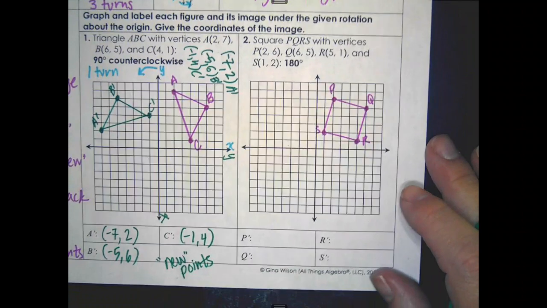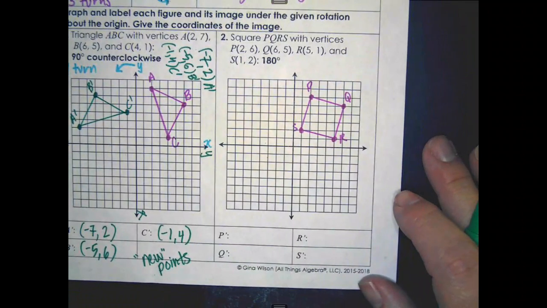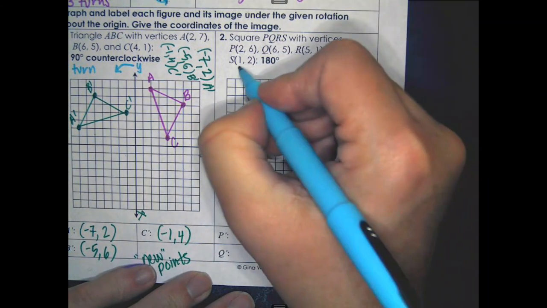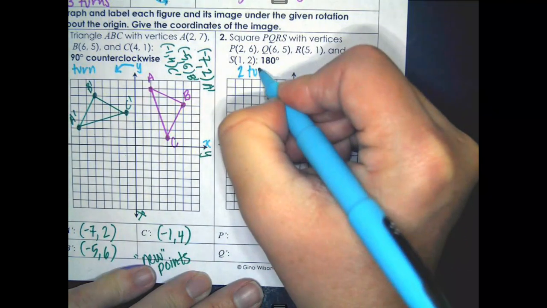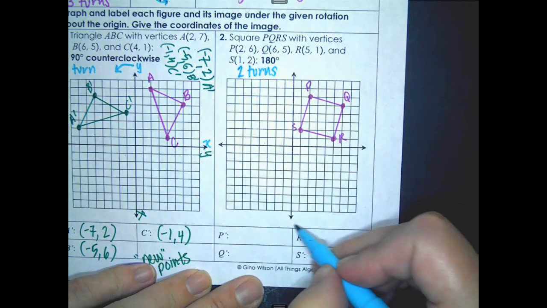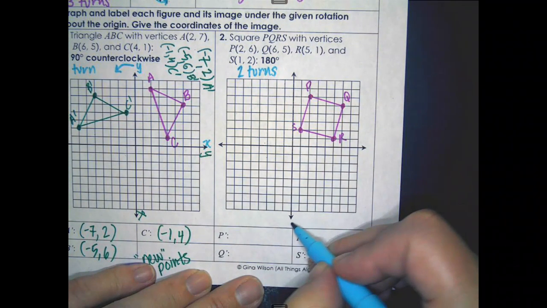So let's go ahead for number 2. Make sure you graph the original and label your points. Now, in this case, it happens to say 180. So 180 degrees is 2 turns. So remember, you take your 12 and you're actually going to turn it 2 turns. So your 12 should be down here now.